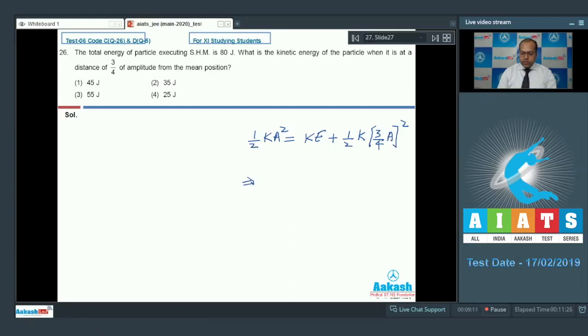So if I solve this, the value of kinetic energy comes out to be 7 by 16 into half k into a square, and the value of half k into a square is given, that is 80. So on solving, it comes out to be 35 joule. So option 2 is the correct answer. Let's move to question number 27.